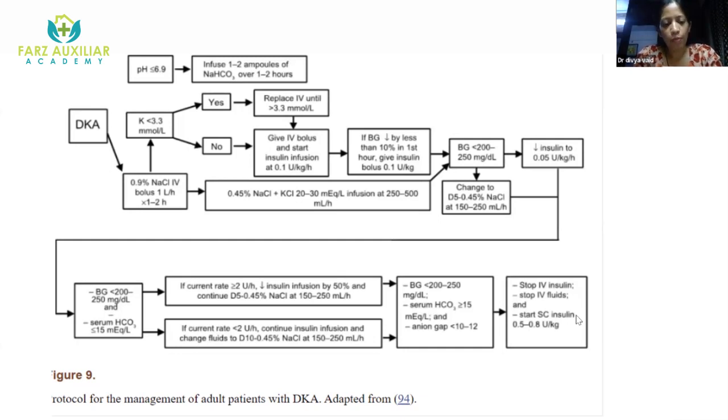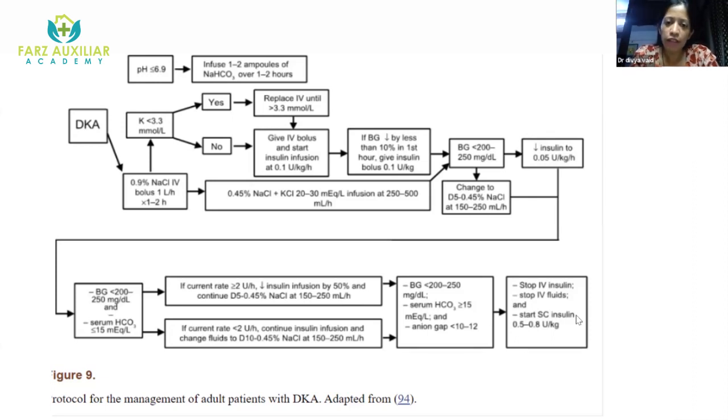After that, when you've corrected the initial dehydration, subsequent fluids you have to choose according to your hydration status and your electrolyte status. Basically, you have to calculate your fluid deficit and give half of it in the first 12 to 24 hours. It has to be corrected. If you give insulin before you have started fluid, it is going to aggravate your hypotension.